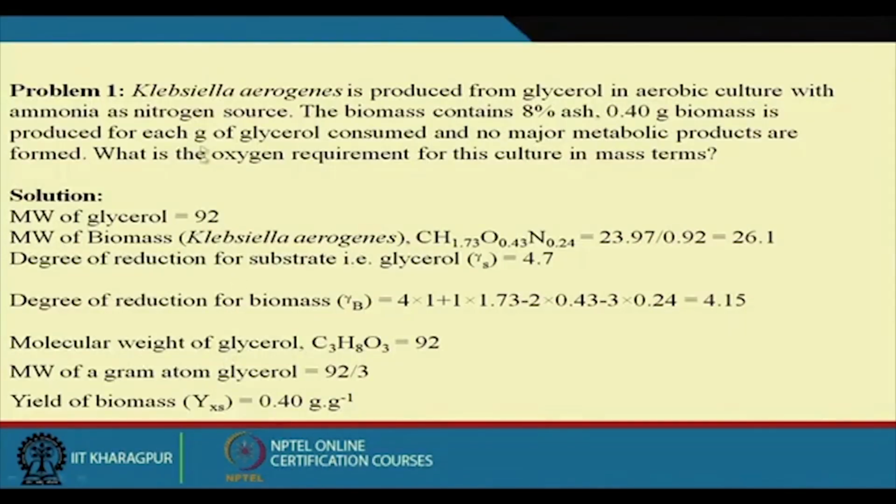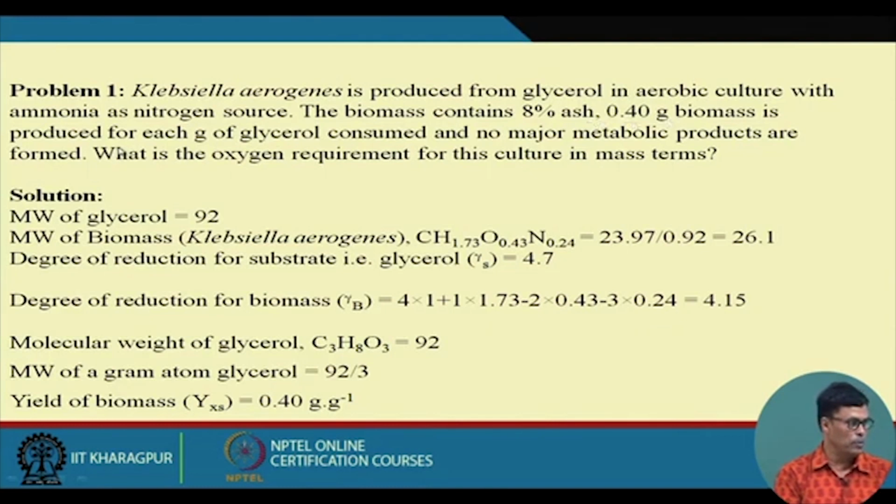Now I am going to discuss some problems on stoichiometry of the bioprocess. If you look at this problem, Klebsiella aerogenes is produced from glycerol in aerobic culture with ammonia as nitrogen source. The biomass content is 8% ash, 0.4 gram biomass is produced per gram of glycerol consumed, and no major metabolic products are formed. What is the oxygen requirement for this culture in mass terms?